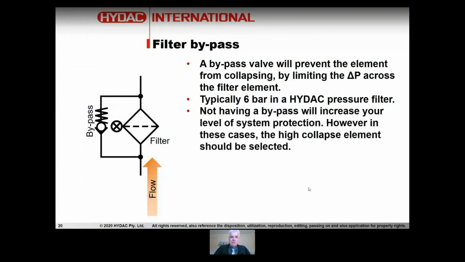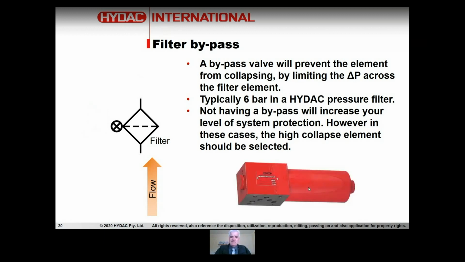Not having a bypass will increase your level of system protection. However, in these cases, the high collapse element should be selected. If you really never want to let contamination through, then you're not going to want to fit a bypass, because the filter may bypass in cold start conditions and so on. So again, I'll bring up this DFZ filter. This last chance targeted protection is a filter that is not available with a bypass. The reason is you never want that to let any contaminants through. You don't want the possibility of that.